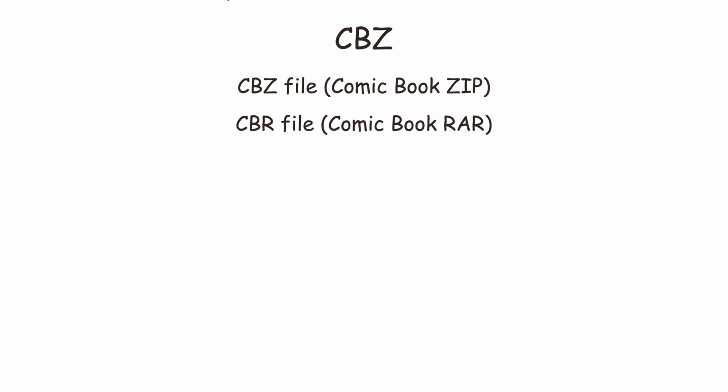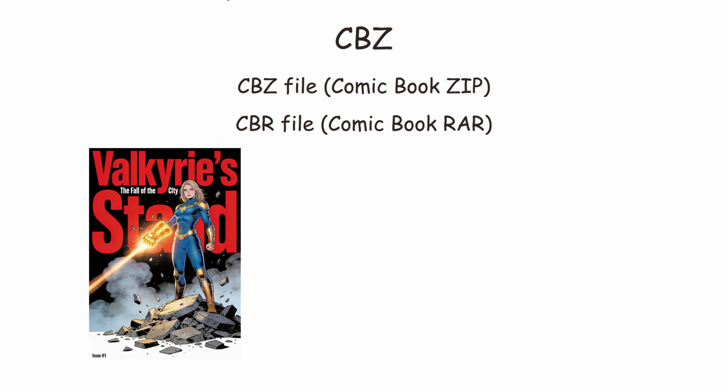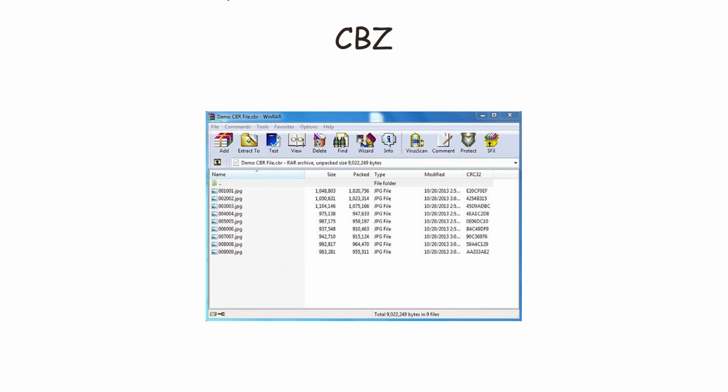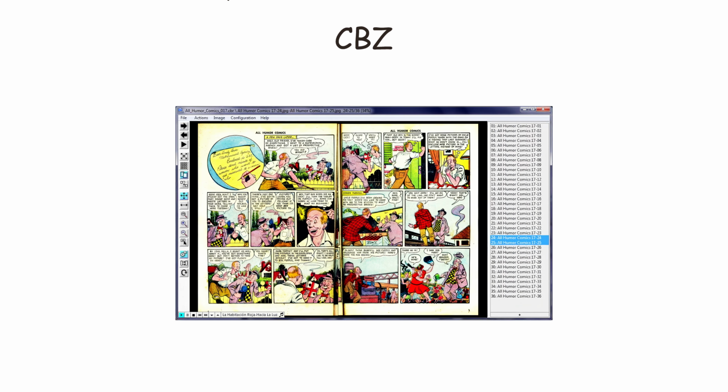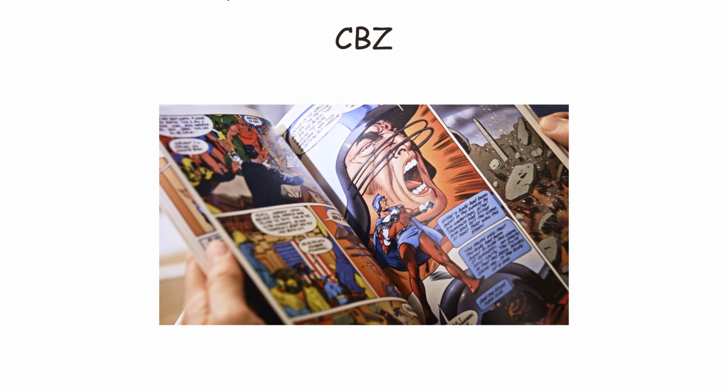CBZ. CBZ is an ebook format mainly used for comics and manga. A CBZ file is basically a zip archive that contains a sequence of image files, usually JPG or PNG pages, saved in page order. When you open a CBZ file in a compatible reader, it displays the images one by one, like turning the pages of a comic book.